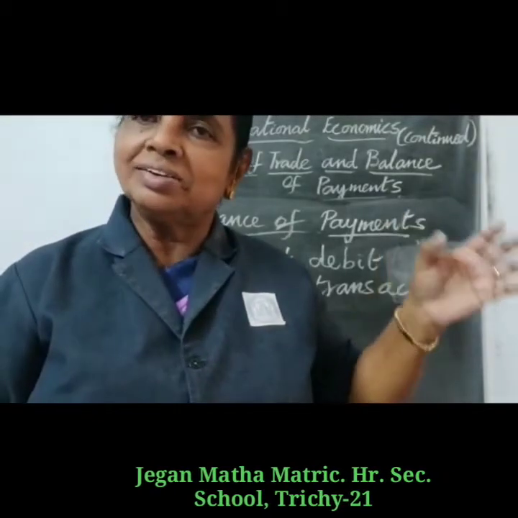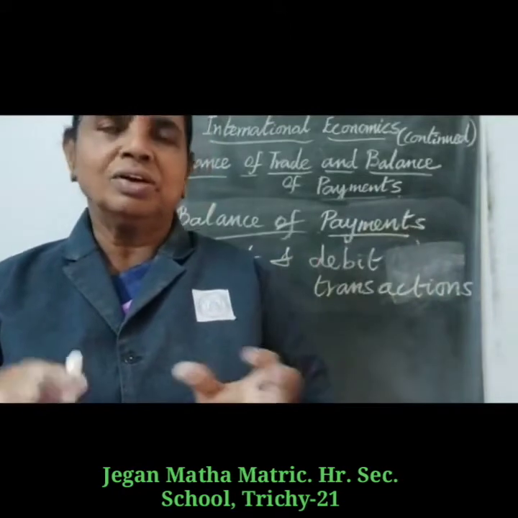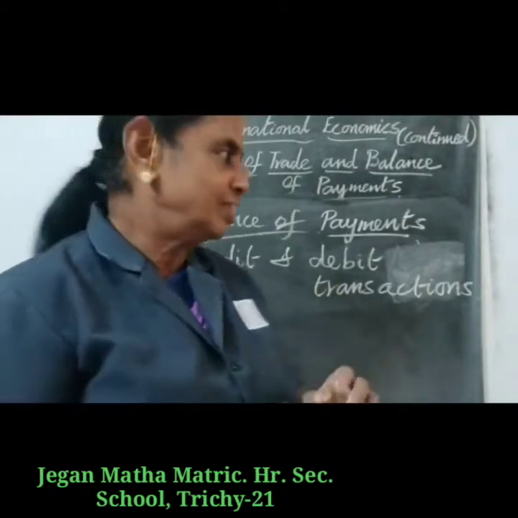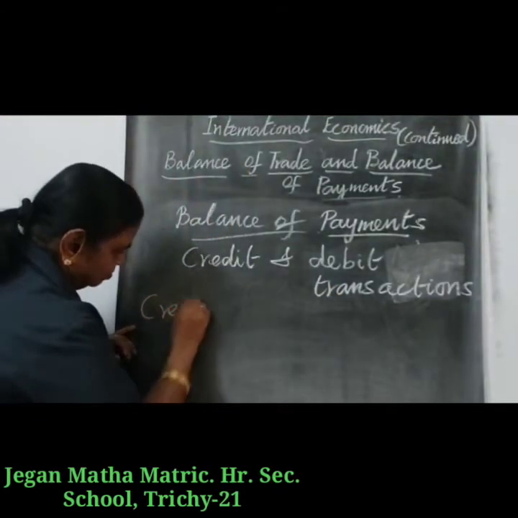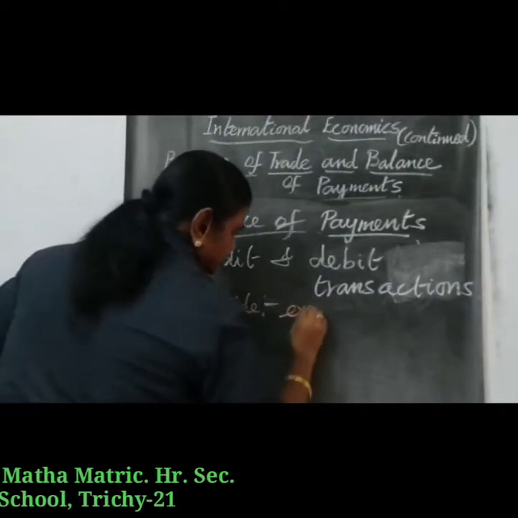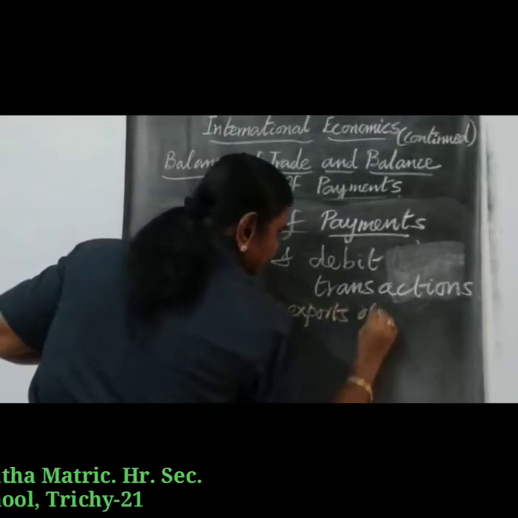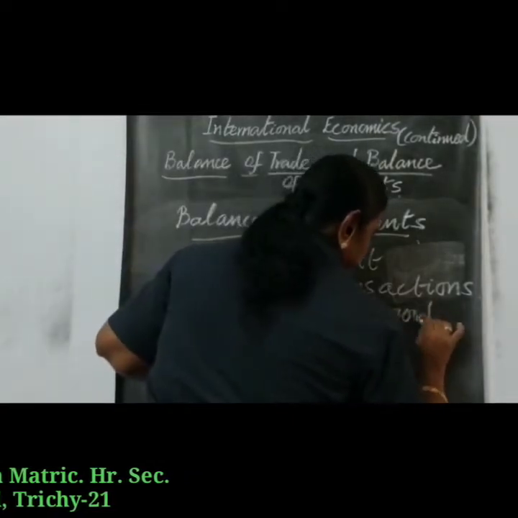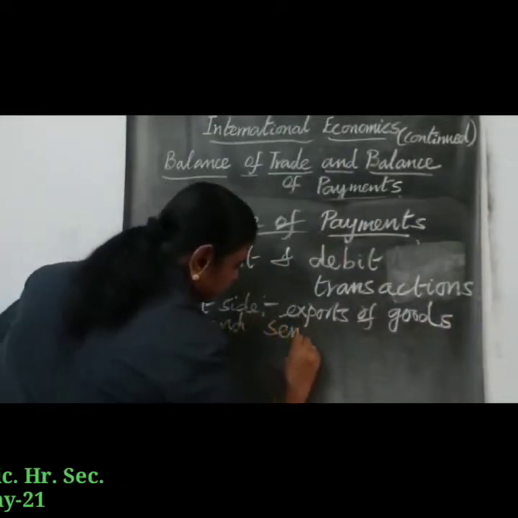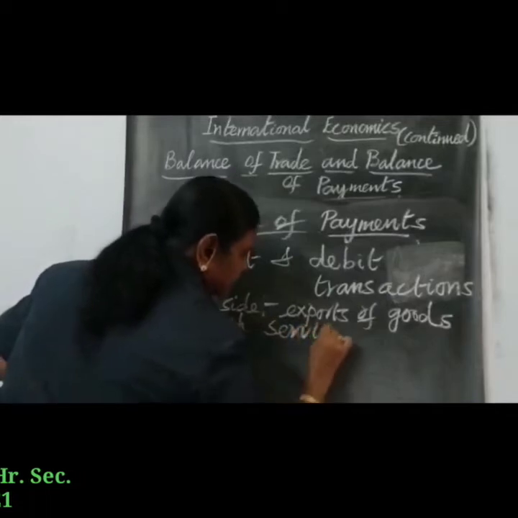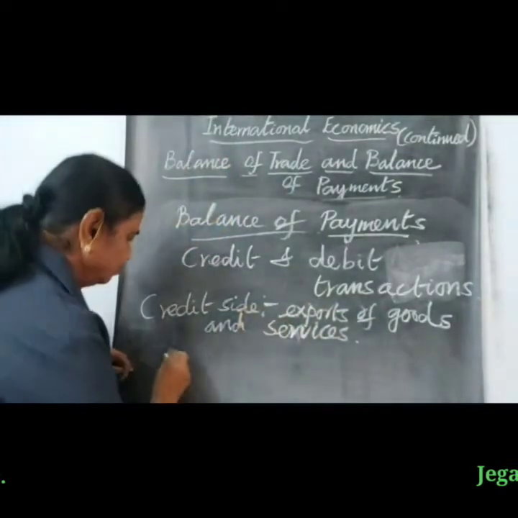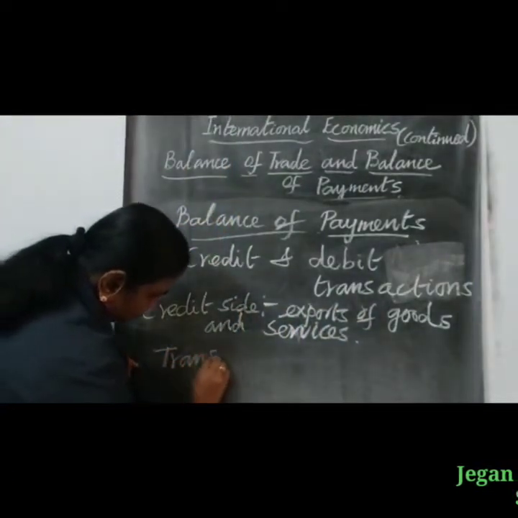Now, the credit side, the main items that come under the credit side. What are they? First, exports of goods and services on the credit side. Second, the transfer receipts.